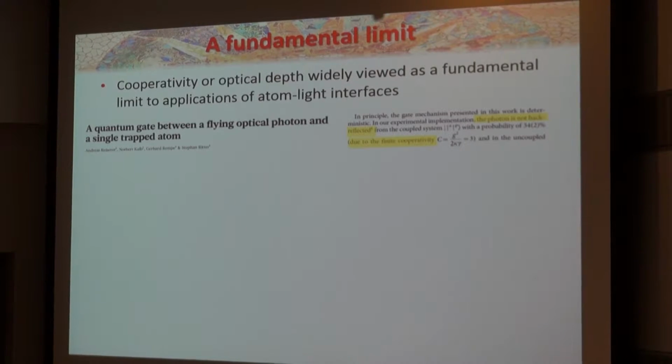You can find a million examples of that. Here's an experiment where they try to do a quantum gate between a photon and an atom, basically entangling these two degrees of freedom. And somewhere in the paper it says, well, in principle it should work perfectly, except that the photon is not back-reflected part of the time due to the finite cooperativity of the system.